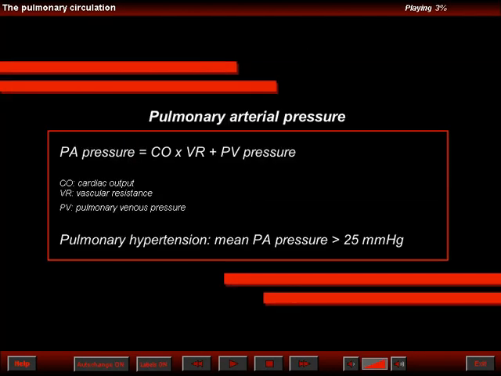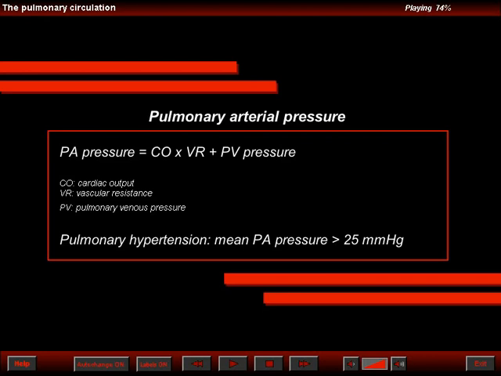Another topic for discussion is pulmonary hypertension. Here we see the relationship between vascular resistance and flow, and we can see that pulmonary artery pressure equals cardiac output times vascular resistance plus pulmonary venous pressure. Pulmonary hypertension is defined when the mean pulmonary artery pressure exceeds 25 millimeters of mercury.